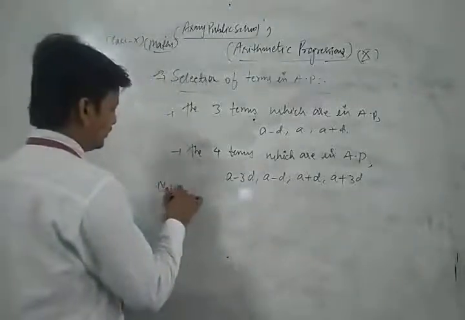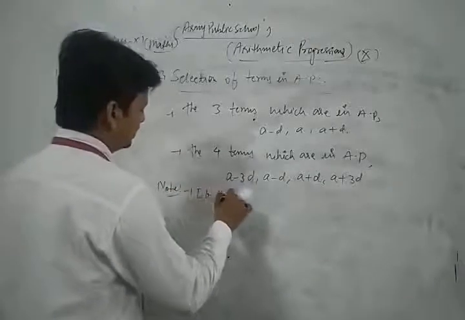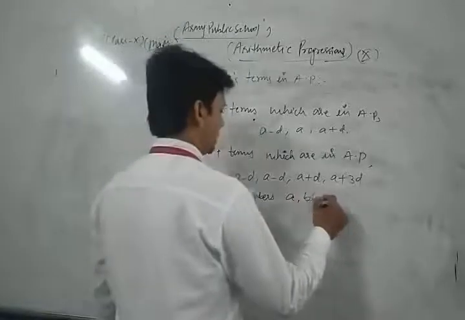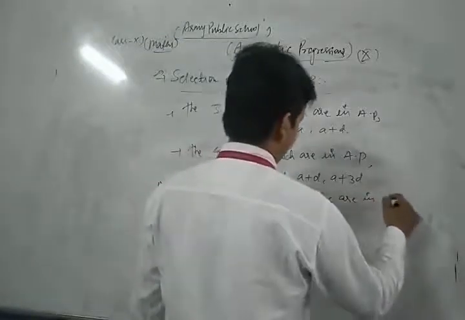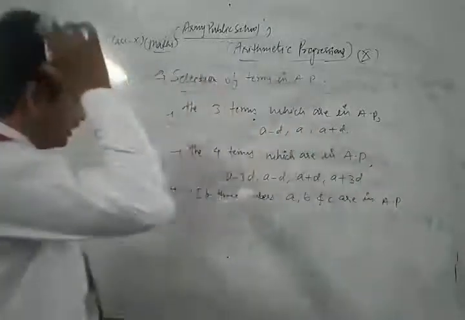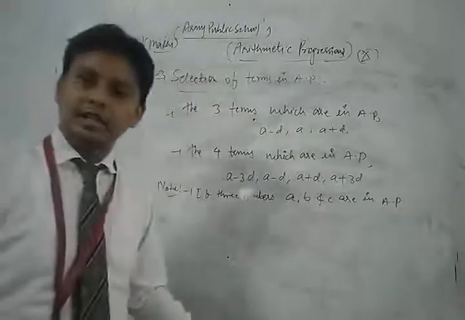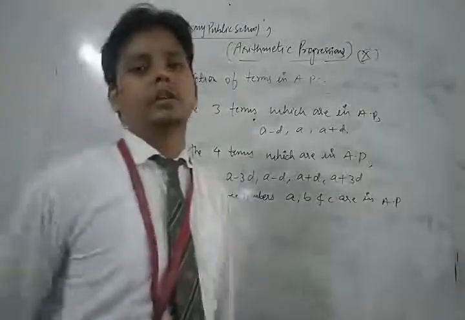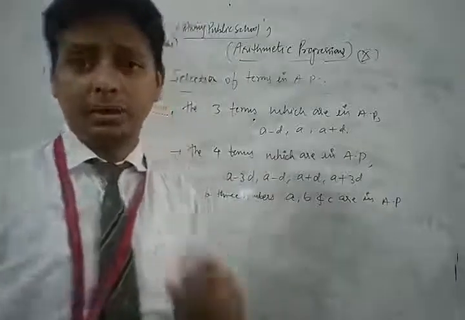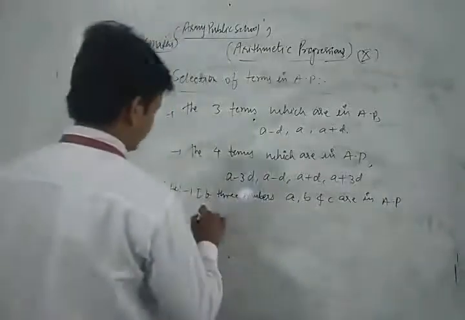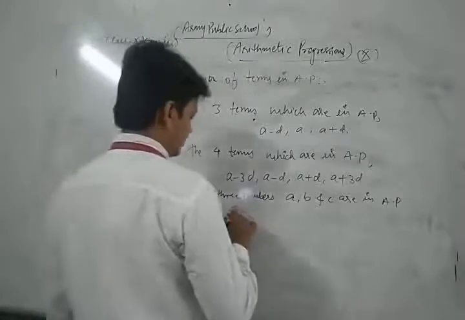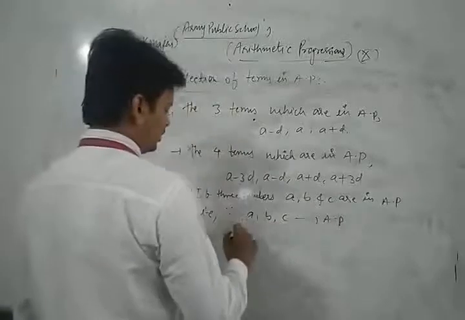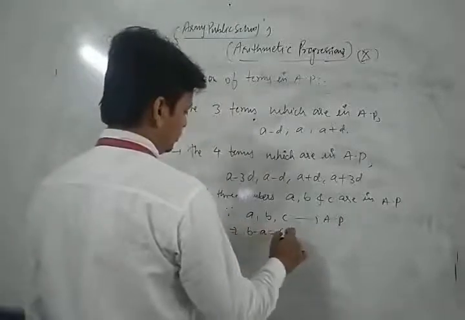Note that if three numbers a, b and c are in AP, then it is clear that their common difference will be the same because of the concept of AP. If three numbers are in AP, then their common difference will be the same always. That is, the common difference is what? Since a, b, c are in AP, the common difference is second term minus first term, no? That is b minus a is equal to c minus b.